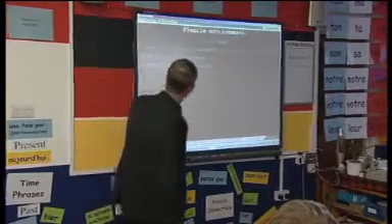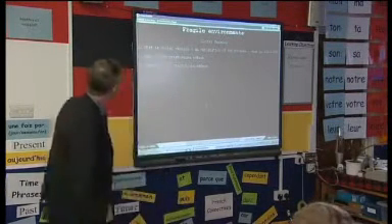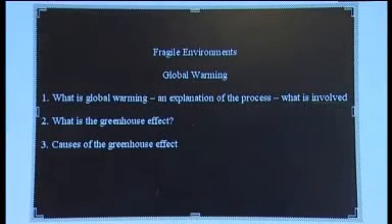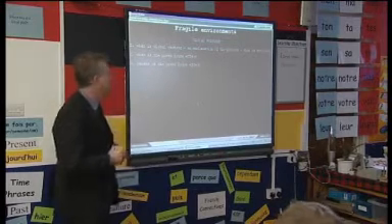So let's start first. Here's our objectives. 1, we're going to look at global warming. I'm going to tell you what it's all about. 2, I'm going to tell you what the greenhouse effect is. And we're going to look at the causes of the greenhouse effect.